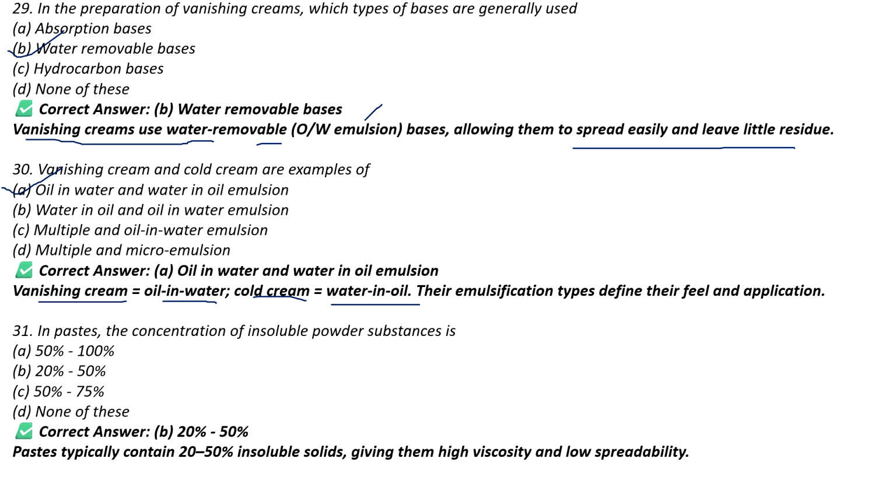In pastes, the concentration of insoluble powder substances is: options are 50 to 100%, 20 to 50%, 50 to 75%, or none of these. So pastes typically contain 20 to 50% of insoluble solids, which gives them high viscosity and low spreadability. That is a desirable characteristic of paste. So we can say option B, that is 20 to 50%, is the concentration of insoluble powder substances in pastes.